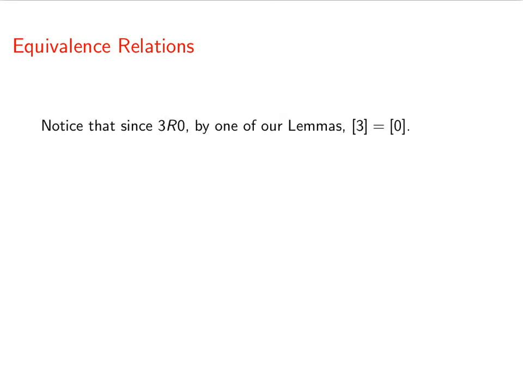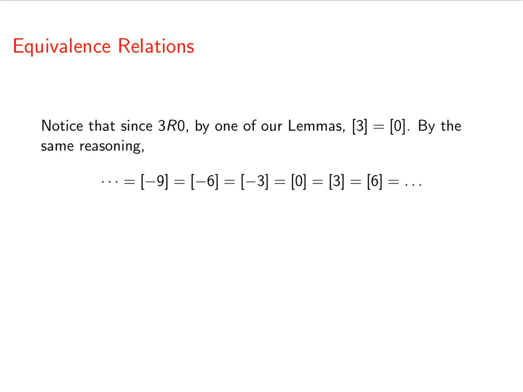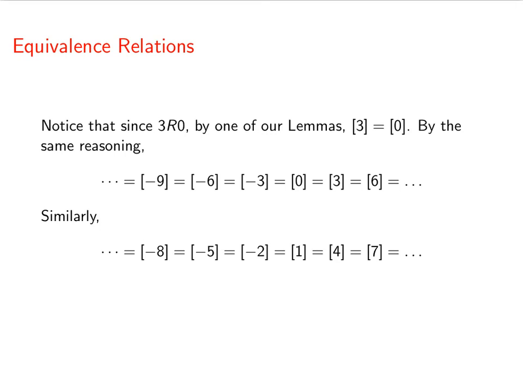Keep in mind that we know that 3 is related to 0, so one of our lemmas tells us that the class containing 3 is the same as the class containing 0. And by the same reasoning, all of these are the same class. We're giving a different element, but it's the same class. Similarly, all of these are the same class, and all of these are the same class.